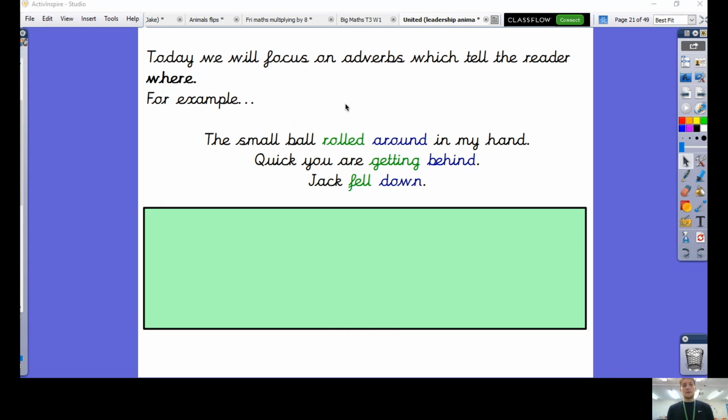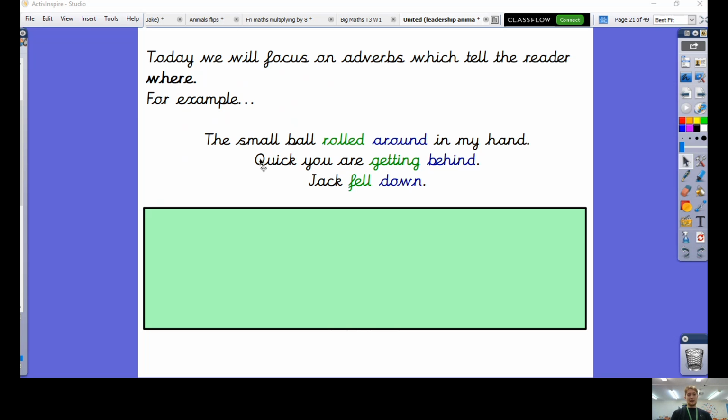So, first sentence: the small ball rolled around in my hand. Okay, can you see how the preposition, the word around, just tells us where the ball is in my hand, basically, where it is. Can you see I'm using that word quite a bit? But that is basically what it is.